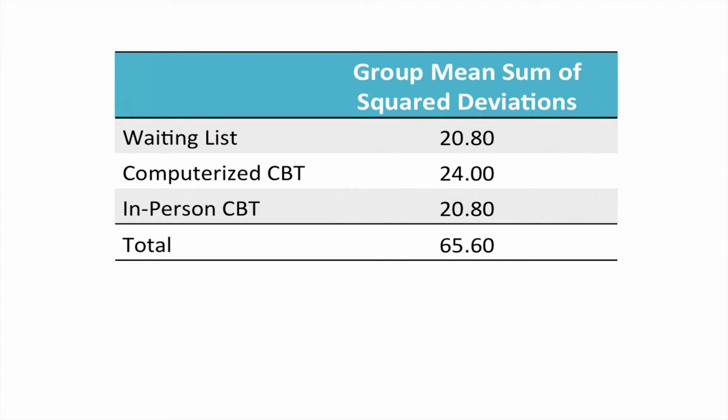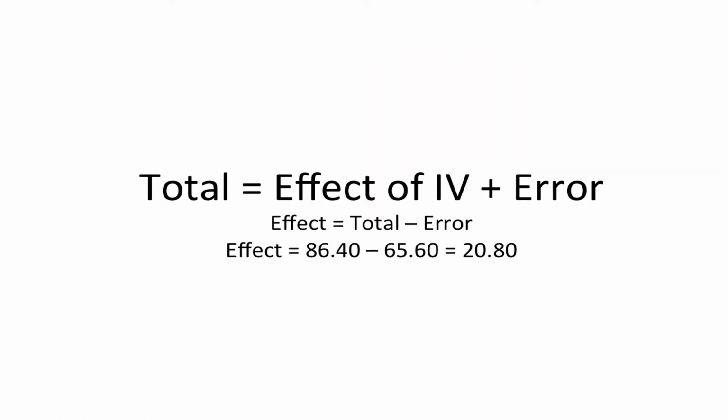So to get the amount of variability that's due to our experimental effect, what we can do is take advantage of the fact that we know that the total must be made up of our effect and some error, so we can rearrange that process to say if we know that the total is the effect plus error, the effect must be the total minus whatever the error is. So we apply that equation here and we get a sum of squares for our effect of 20.8.